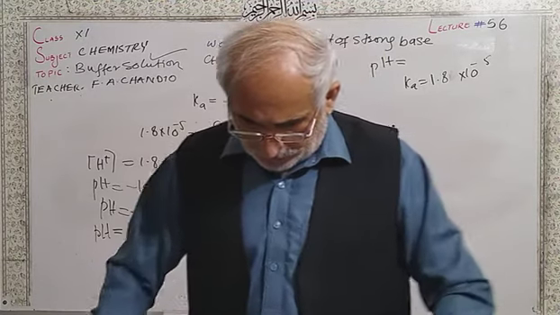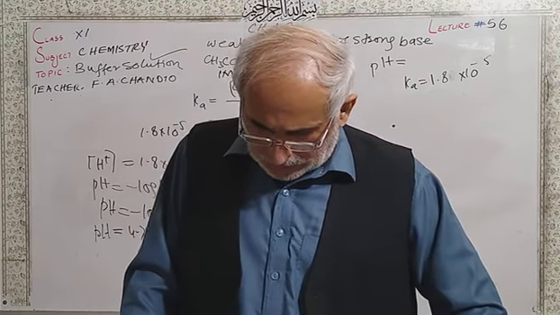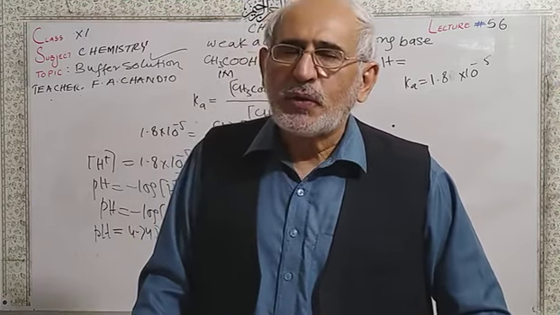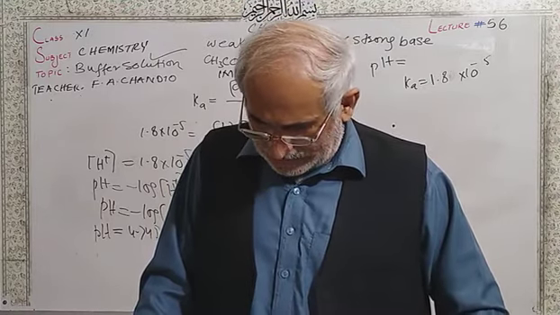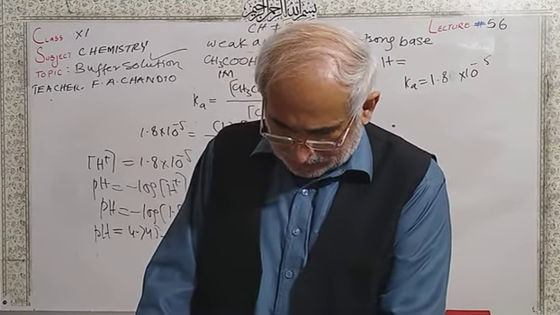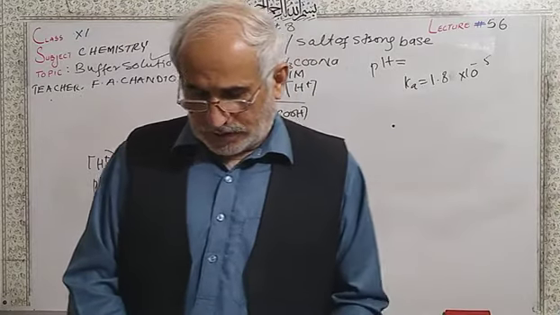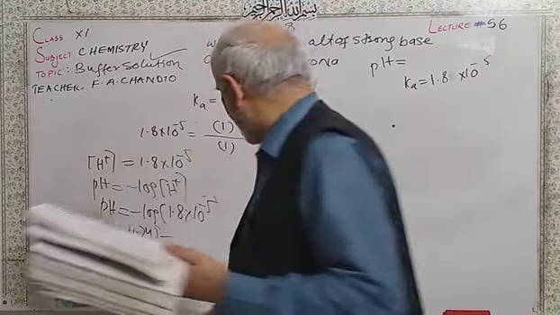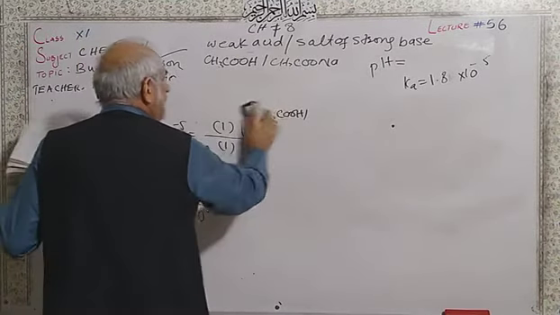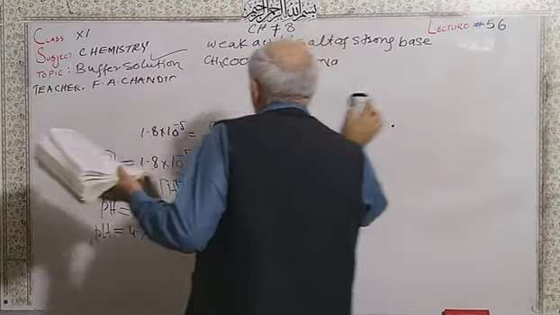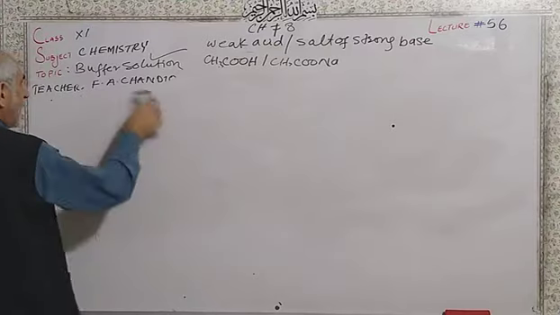Now, what will be the pH of this solution after addition of 0.01 mole of hydrochloric acid to 1 decimeter cube of solution? Assume that the volume of solution remains unchanged, and the value of Ka is given. This is the second part of this question. So students, I told you when you add HCl or sodium hydroxide, a very small change in pH takes place and the buffer solution acts as a good buffer.